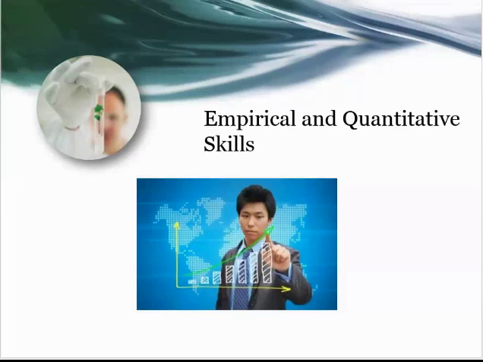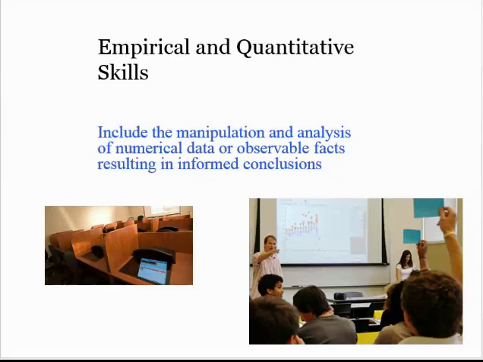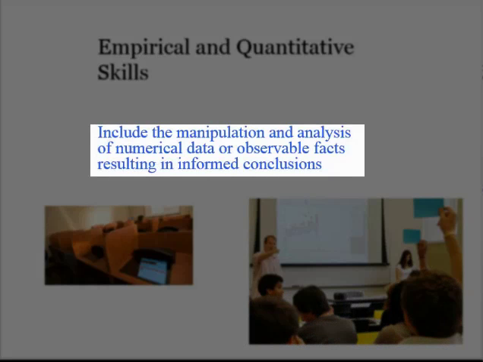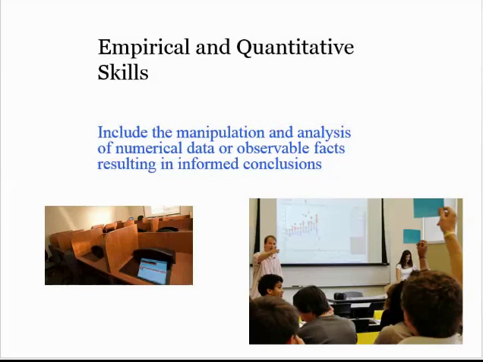Okay, the next one, the third one, is the empirical and quantitative skills. Now, the definition by the state is to include the manipulation and analysis of numerical data or observable facts resulting in informed conclusions.